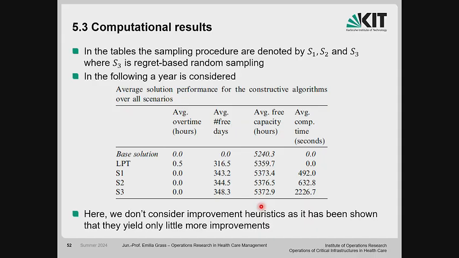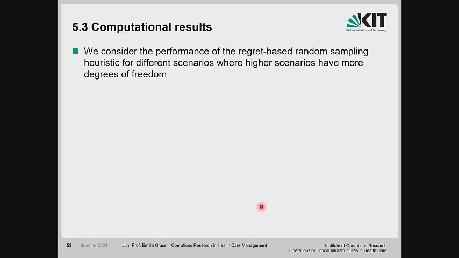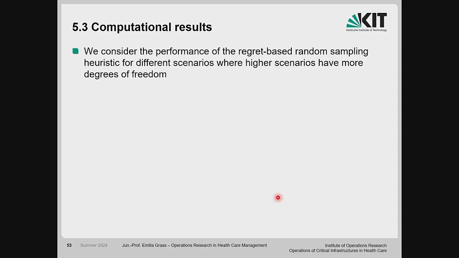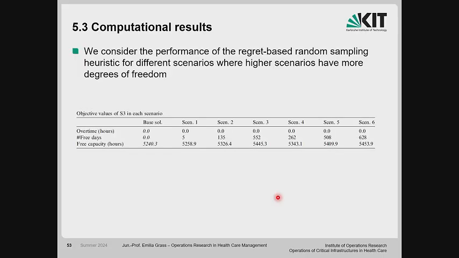Here, maybe a side note: we don't use improvement heuristics because they simply had no real impact on the results. You can see here that the improvement is really small already. And then another one to compare it with random sampling.